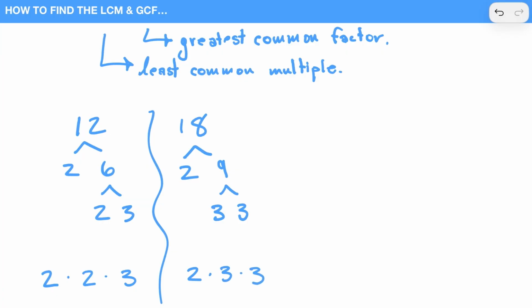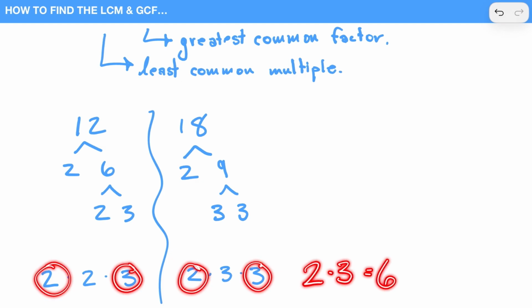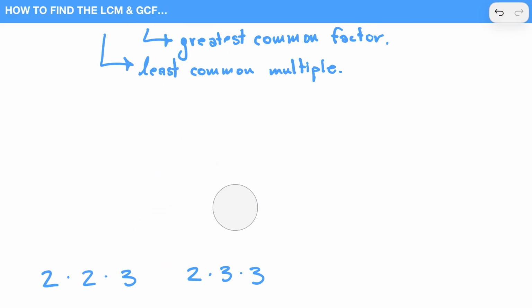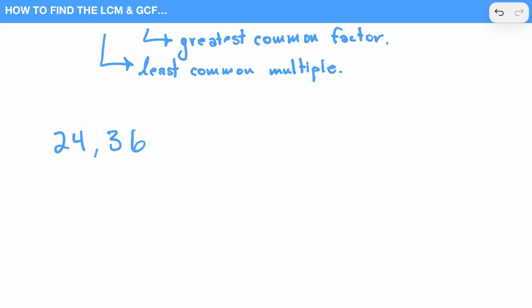One way of looking at this is, again, what do they have in common? Well, they have a 2 in common, and they have a 3 in common. And notice that 2 times 3, well, that got us our answer 6. That's another way of looking at it, if you so choose. So that's greatest common factor. Try these examples: 24 and 36, and then 84 and 126. Try those out, see what you get.